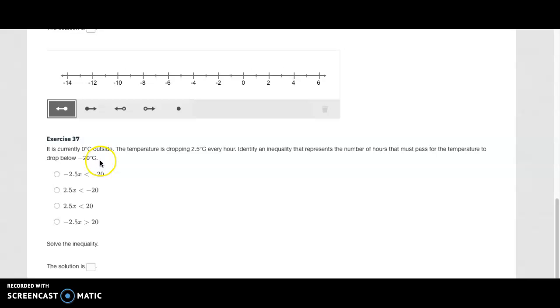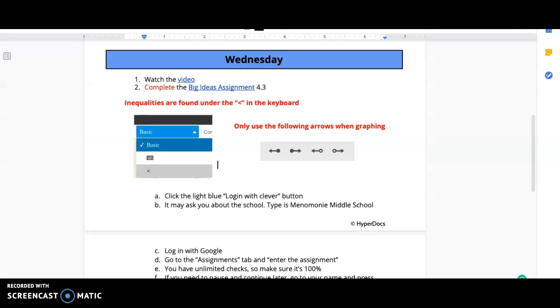So it's currently 0 degrees outside. It's also a multiple choice. So if it's dropping, is that a positive or a negative? And then you have to figure out what inequality symbol it would start with. And then you have to solve the inequality. And then that is it. Then you are done with big ideas assignments as long as you submit that.